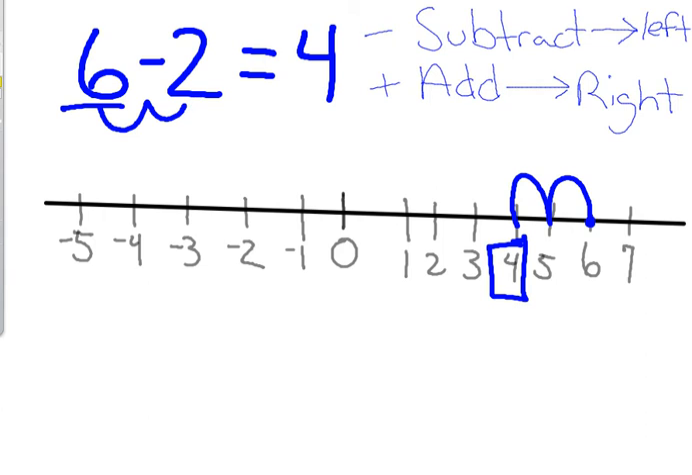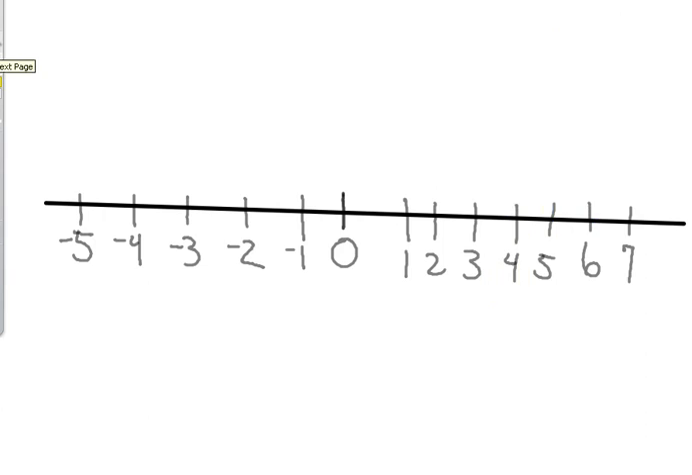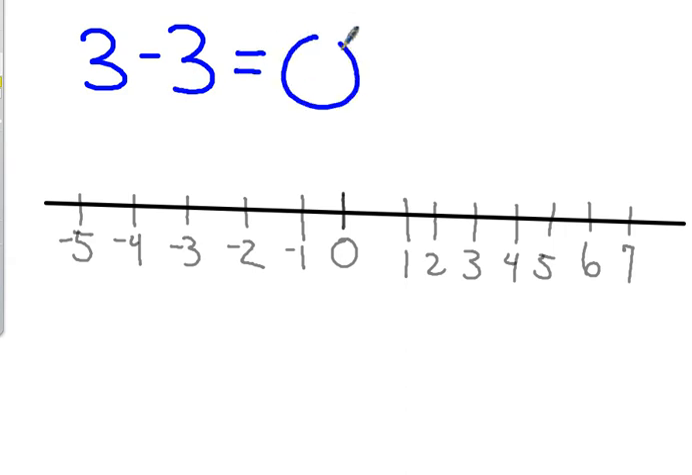Next one. Let's say we have the expression 3 minus 3. Again, we all know 3 minus 3 is 0. Read it from left to right, just like directions. Start off at 3, and we're going to subtract 3, so we're going to go left 3 spots. 1, 2, 3. We end up at 0.